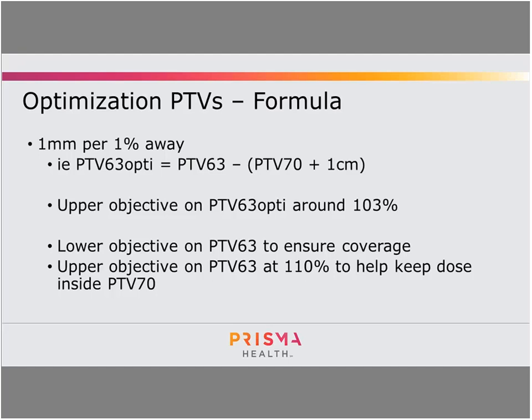So I'm hoping that makes sense. Again, please ask lots of questions here. That's the goal of this talk, is to get people talking. One other thing when you have this bigger gap is you need to have a lower objective on the actual PTV 63. If you don't have that, you could get dose squeezing in between the two targets. And then on the actual PTV, you also need to have an upper objective that's approximately at what the higher dose PTV is. So I realize that's a lot of very technical talk, but I hope that's making sense. And again, ask questions, and I'll try to explain that a little more thoroughly if needed.